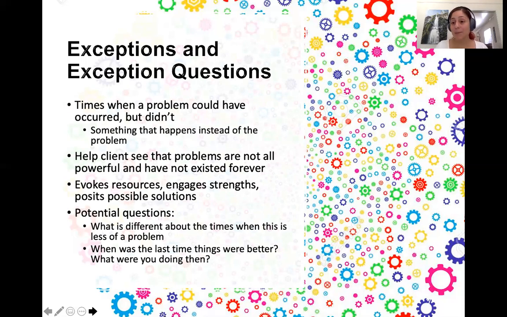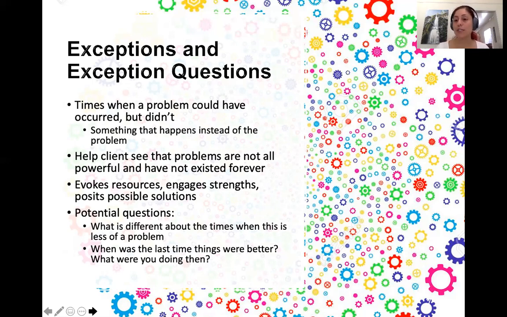We also look for exceptions, and we do this by asking exception questions. Exceptions are times when the problem could have occurred, but it didn't. One thing that can get confusing here is what's the difference between an exception and a solution? A solution is something that you've tried on your own that has worked, but for some reason have discontinued or haven't been using. This is something you've tried that has worked. An exception is something that happens instead of the problem, often spontaneously and without conscious intention, okay?